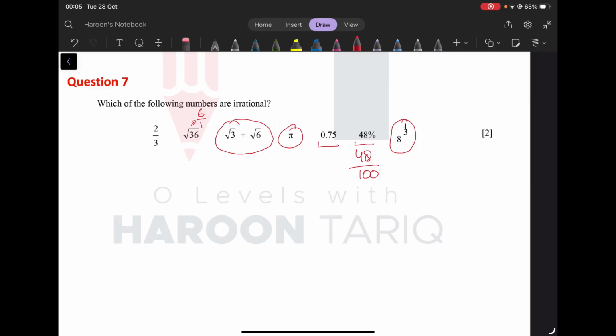8 raised to the power 1 by 3 would actually be 2 raised to the power 3 multiplied by 1 by 3. Although we will do this in indices, this gets cancelled out, and it would end up giving you 2. You can put this in your calculator as well for now, and this can be written in the form 2 divided by 1. So this would be rational as well. So we are looking for only irrational numbers, and the only irrational numbers for us are this and this. This would not be an irrational number. So I'll write square root of 3 plus square root of 6, and the second one, pi. This is worth 2 marks. You need to write both to get both marks.